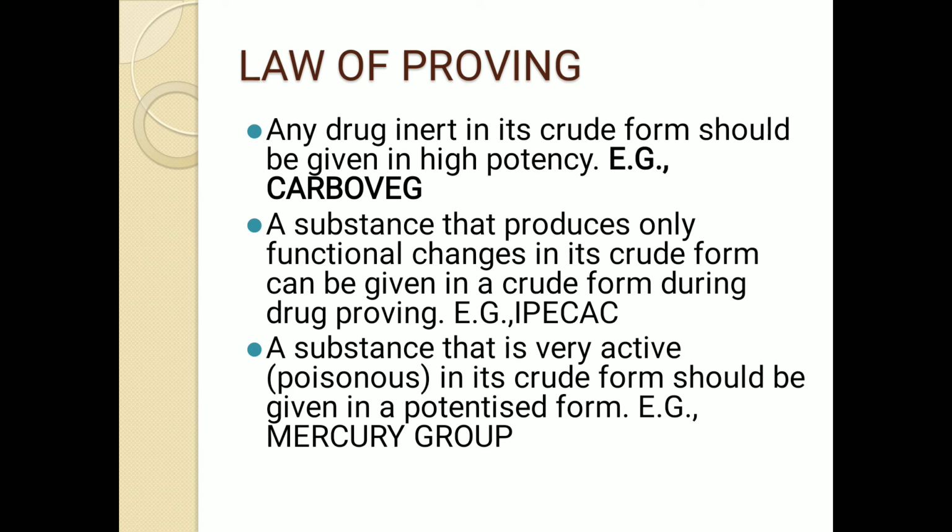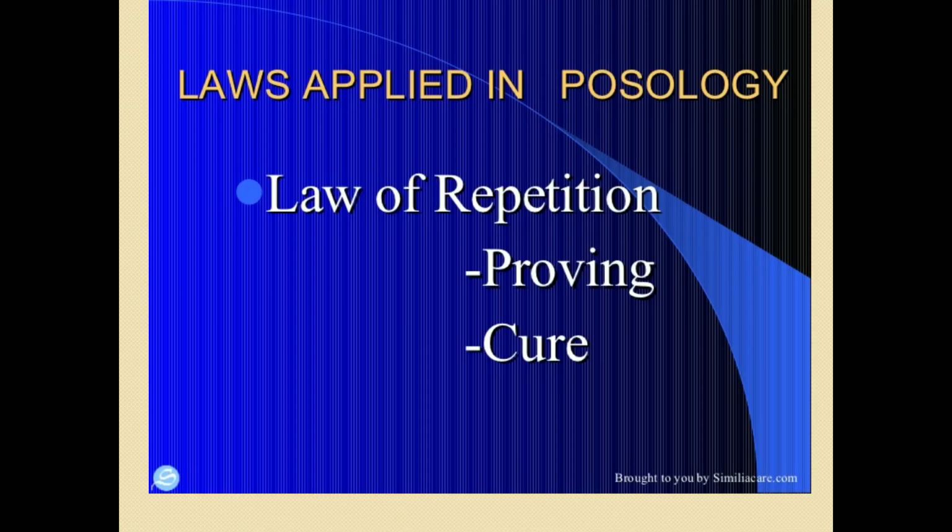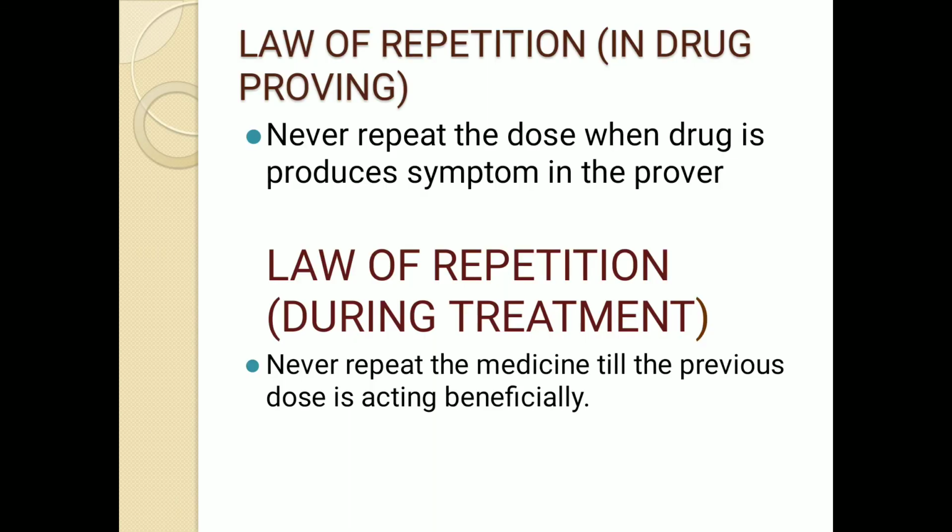A substance that is very active, poisonous in a crude form should be given in a potentized form. For example, mercury, then the Ophidia group, meaning snake poisons, are poisonous things. That's why it should be given in a highly potentized form, so that its poison effect will be what? It will be reduced. Now, laws applied in posology, that means the law of repetition.